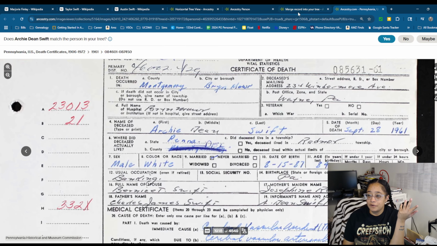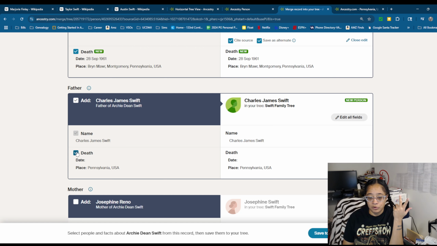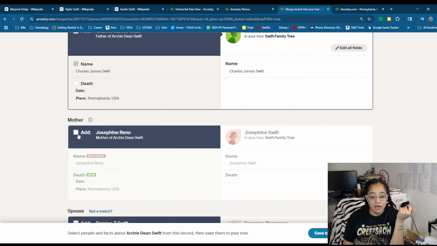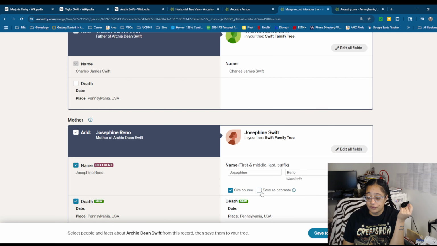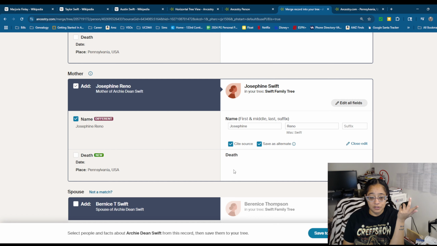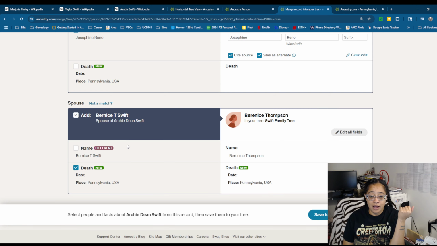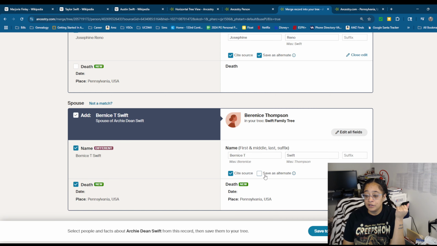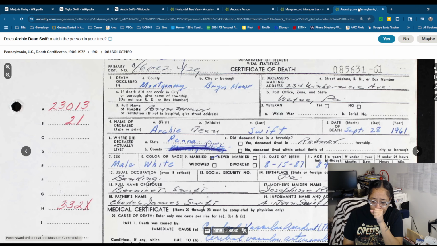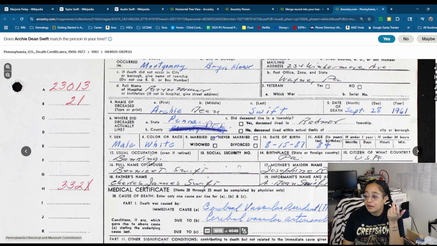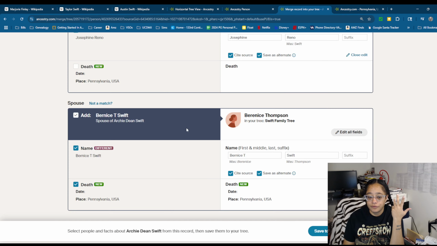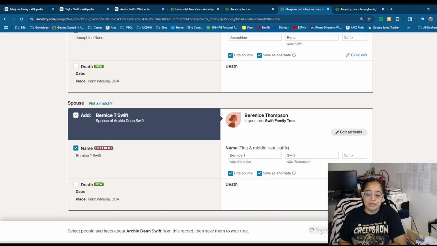It doesn't have death information for parents on here, so I'm not sure why it's pulling that in. So I'm going to uncheck this box and then check the box for the name because it's a different name. Save as alternate, uncheck the death box because it doesn't have that information on there. And then add the spouse, Bernice T. Swift. And for the spouse, I don't believe it says he's married, not that he's widowed. So again, there's no death information for the spouse, so I'm going to go ahead and unclick that box to add this information.